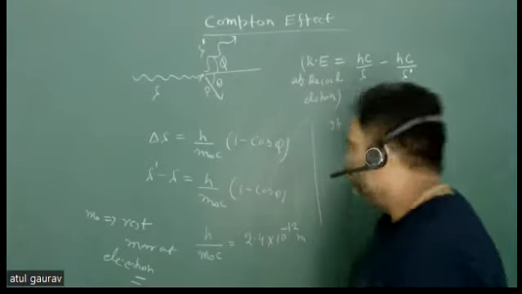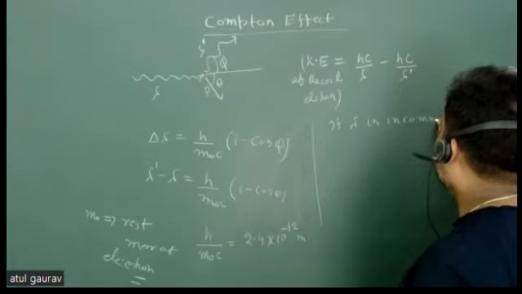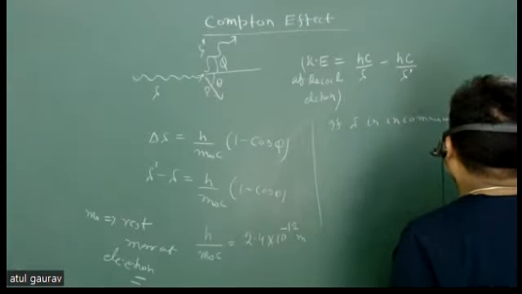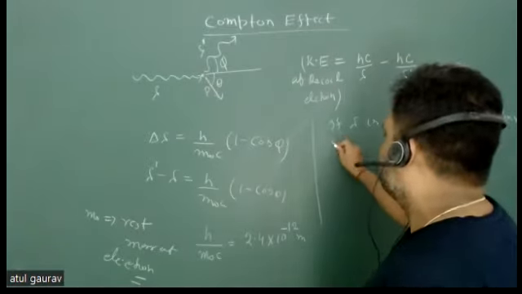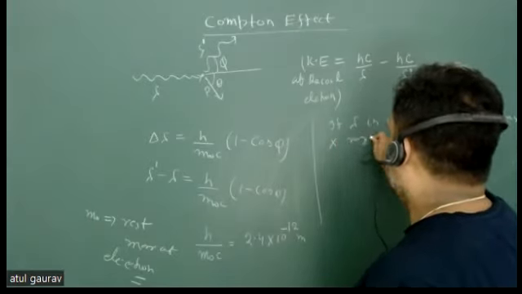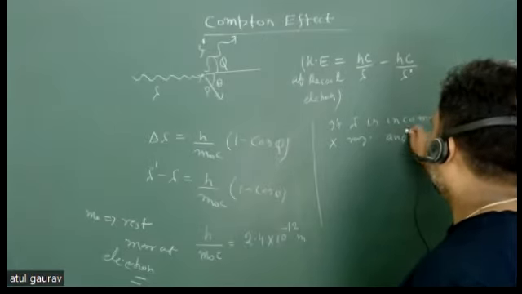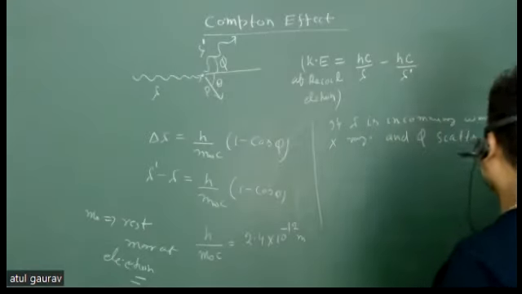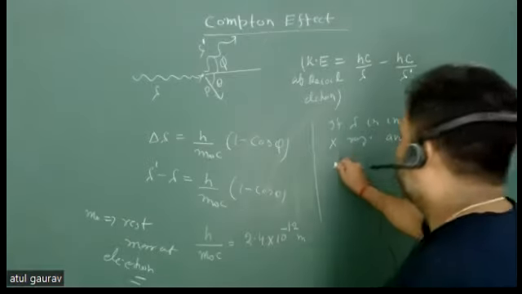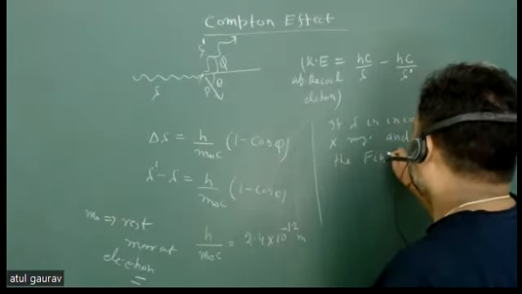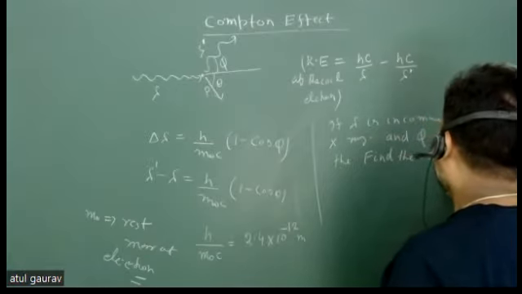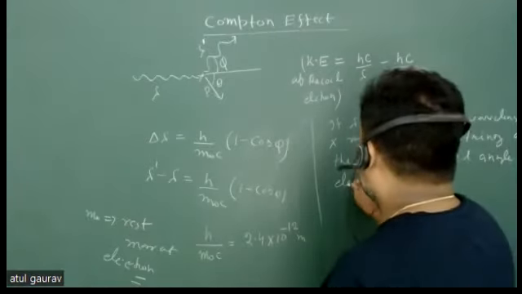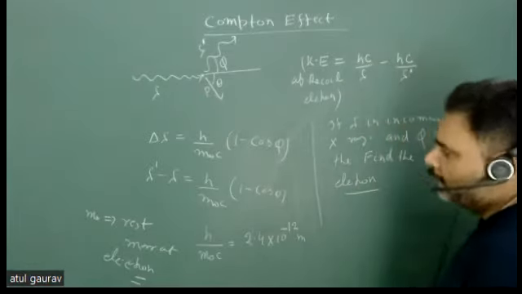Okay, so if lambda is the incoming wavelength of X-ray and phi is the scattering angle, then find the recoil angle of the electron. Find the recoil angle of the electron.